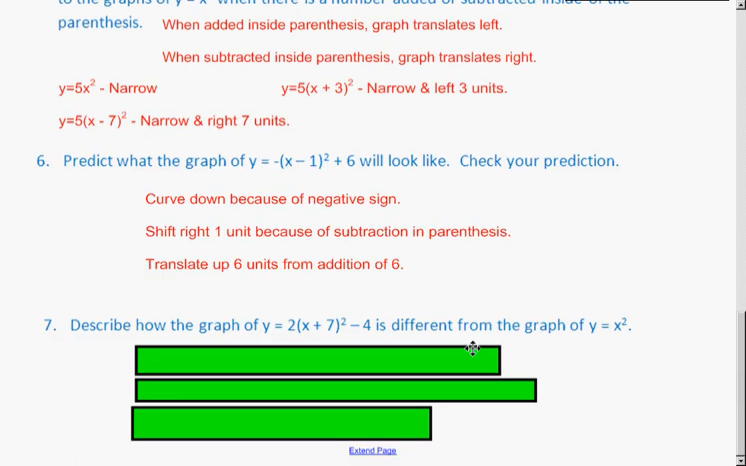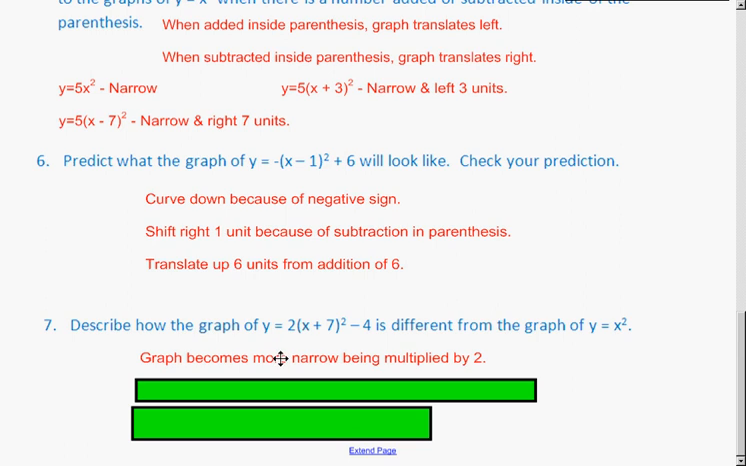And finally, our last question here, describe how the graph of y equals 2 (x plus 7) squared minus 4 is different from y equals x squared. Remember, y equals x squared is your basic function. That is going to curve up. It'll start from the origin. When you multiply by 2, the graph becomes more narrow.